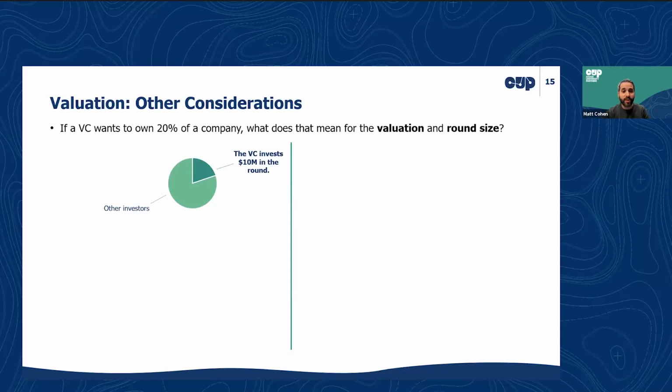A VC who likes to own 20% of the business after they invest, but their typical investment size is $10 million. That's their typical check. They like to invest $10 million, and they like to own 20% of that. That's their internal heuristic.